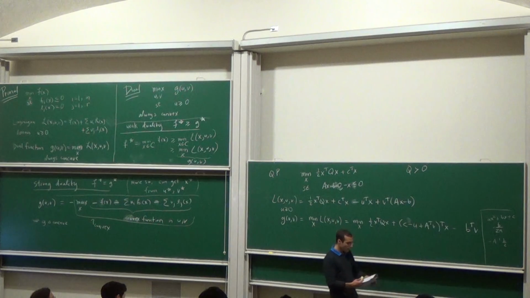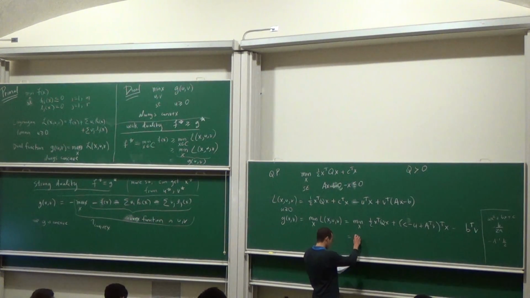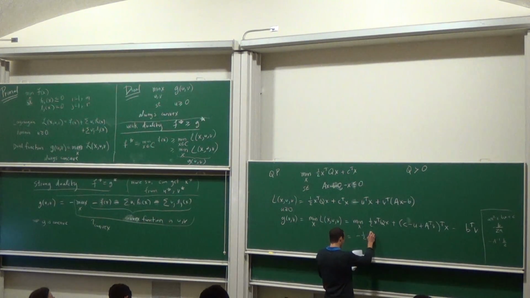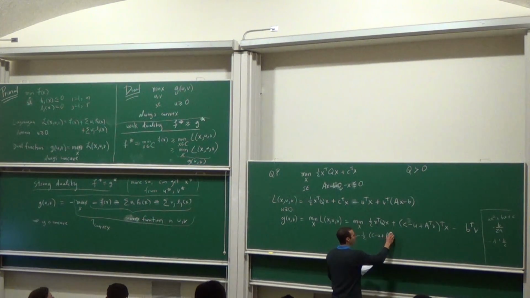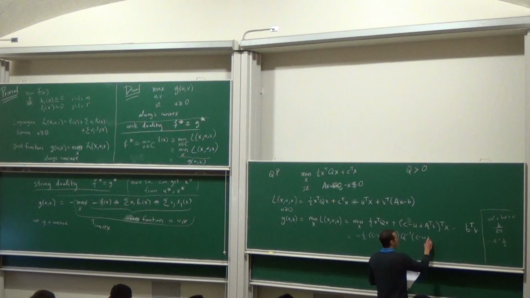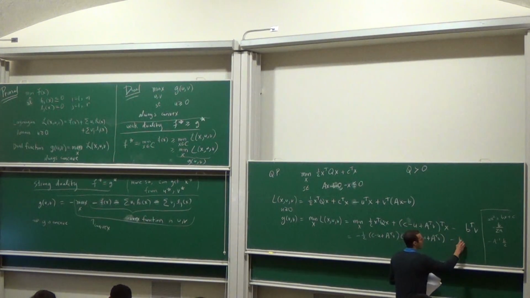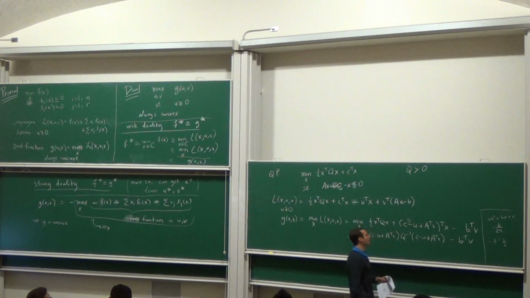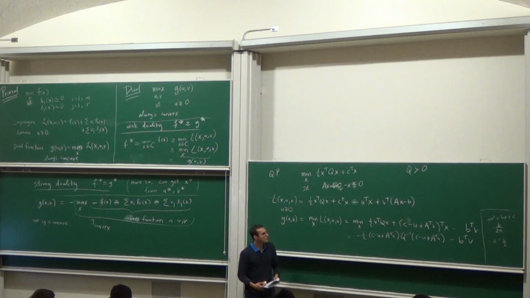Okay, so when I plug that in, I get this expression: minus 1/2 (c minus u plus A transpose v) transpose Q inverse (c minus u plus A transpose v), and I still have this term, minus b transpose v. So that's the dual function.